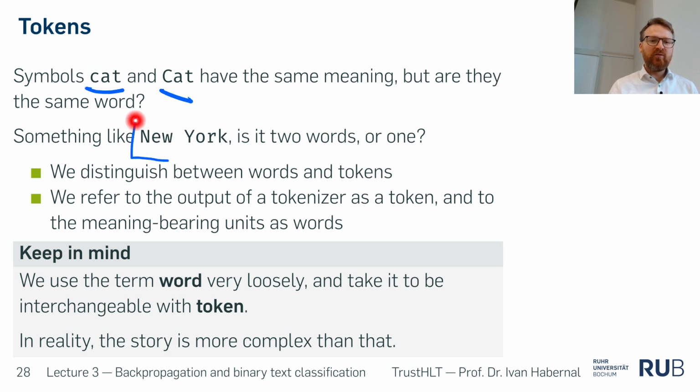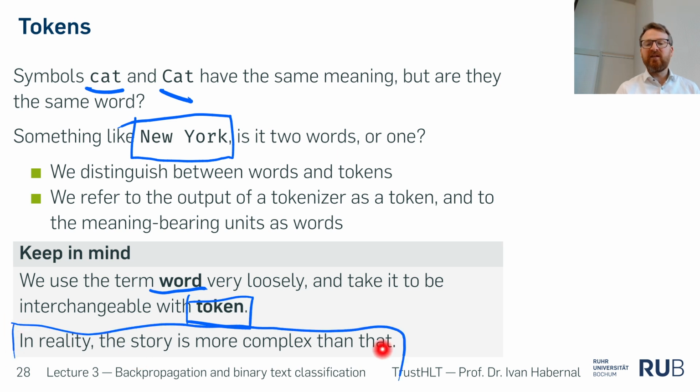And now here, New York. Okay. So compounds. Is it two words or one word? It's not a compound, it's more like a multi-word expression. Should I treat it as one token or two tokens? I mean, it makes sense that it should be one token because it's one thing. So once you start digging deeper, you're running into all these things like, what is a word? So we will be using the term word or token very loosely. Mostly we'll be talking about tokens, which sometimes correspond to words, but in reality the story is just more complex than that, okay?